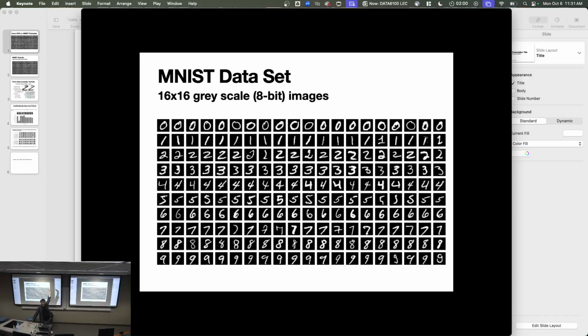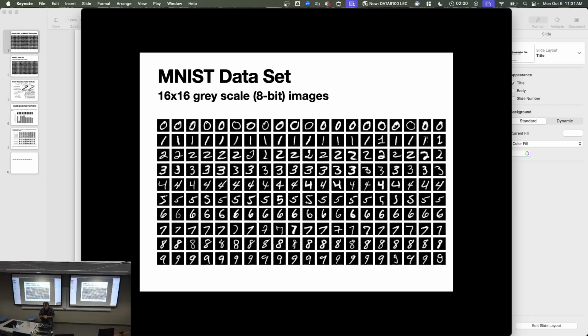Who's heard of the MNIST dataset before? Okay, only 2 or 3 people. The MNIST dataset is like the hello world of machine learning. It's the dataset everybody uses at first, where things like neural networks are very, very good at MNIST, and classical methods are not as good at MNIST. So we'll start with that.